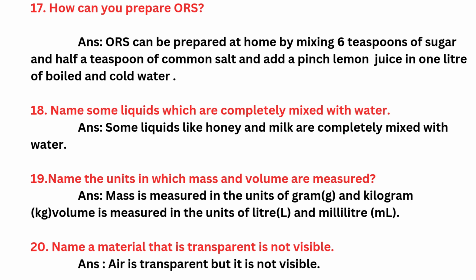Question number 19, name the units in which mass and volume are measured. Answer: mass is measured in the units of gram and kilogram. Volume is measured in the units of liter and milliliter. Question number 20, name a material that is transparent but is not visible. Answer: air is transparent but it is not visible.